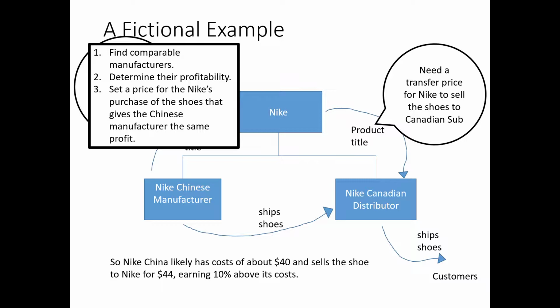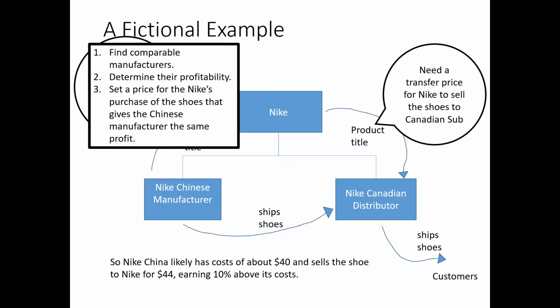So let's suppose that we've got this Nike in China. Let's suppose it has costs of about $40 per pair of shoes, and it's going to sell the shoe to Nike for about $44. Ballparking it. All right, they're going to be earning about a 10% premium above their cost, 10% profit above their costs. For a manufacturer, that's probably kind of a realistic number. But it gives us, like in our simple fictional example here, some numbers that make it easier to follow along with what would be going on.